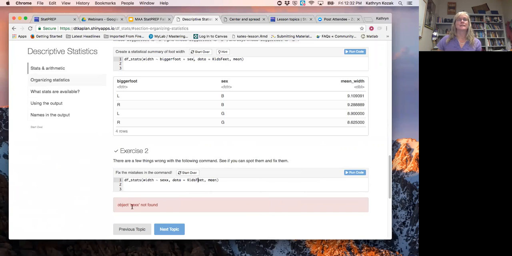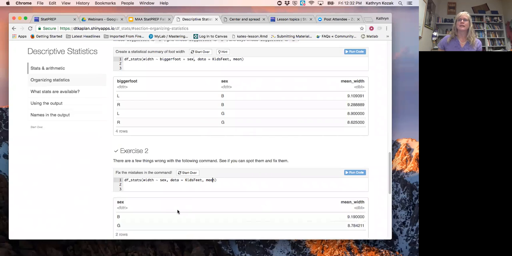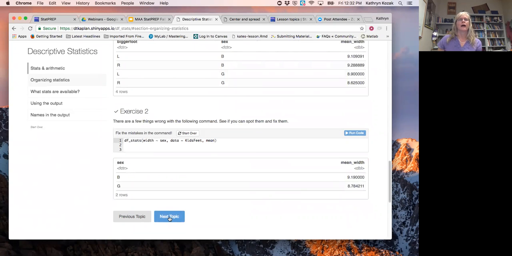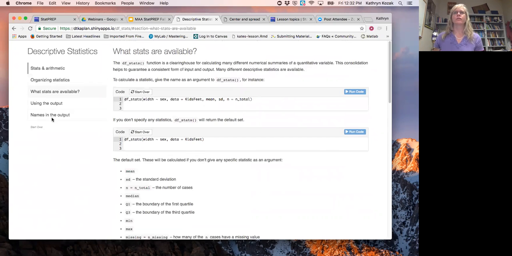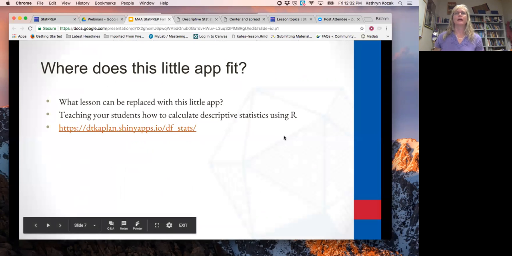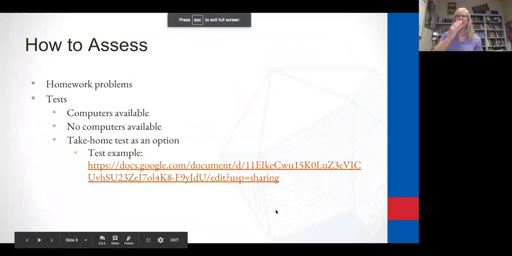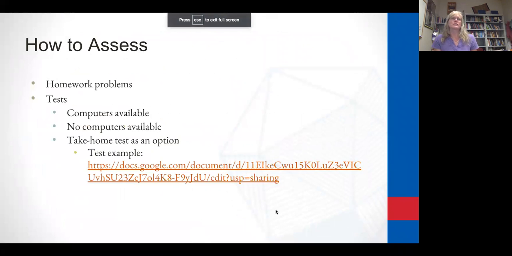And then it says sexx is not found. So I need to get rid of one of those X's because there's too many. And if we run it again, it doesn't know what mean is because we obviously didn't spell mean correctly. So this is a nice one because it gives the students a chance to play around and see what can go wrong. And then there are more topics in these that you can go through, similar to what we just went through. Now, like I said, I'm not going to go through the whole thing, but it gives you a chance to play around with all those and see how things work. So I'd like to go back to the discussion and talk about how I actually assess this.